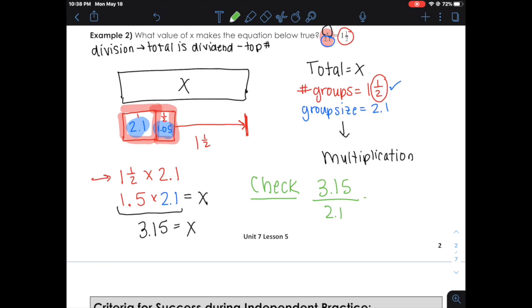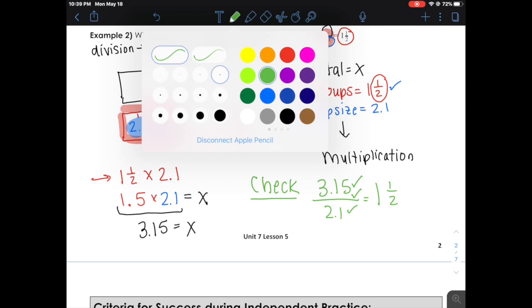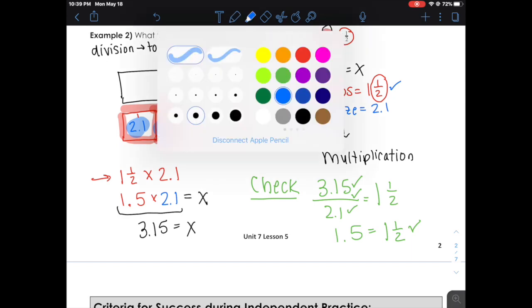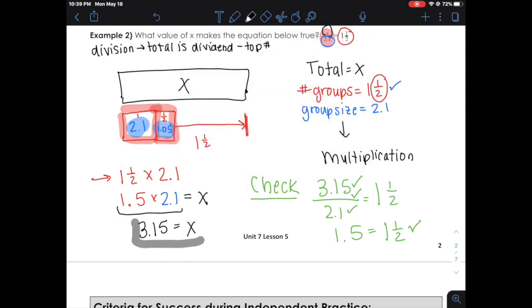And we'll check our work by plugging in x, 3.15, and then solving to see if it's accurate. So if you plug into your calculator 3.15 divided by 2.1, see if you get 1.5. And you do, guys, you get 1.5, which is the same thing as 1.5. Okay, so you are correct. So your final answer is x equals 3.15.